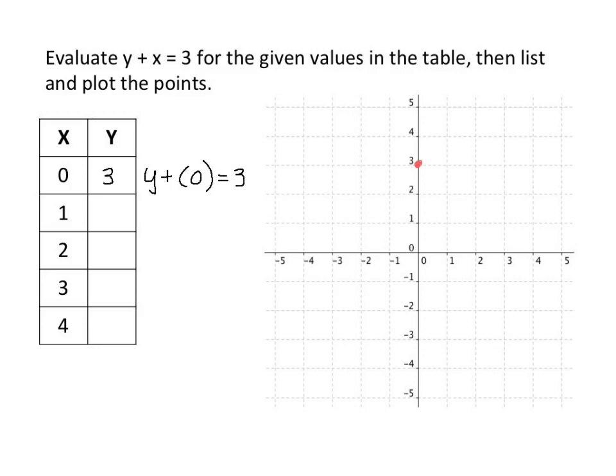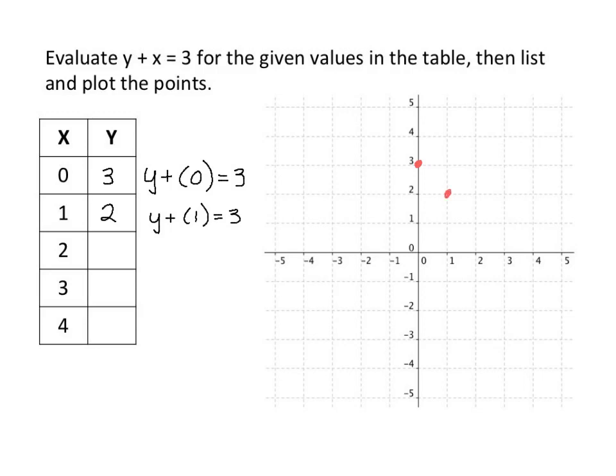Second, I notice that if I plug in the point 1 for x, this is telling me to literally do y plus 1 equals 3. And just thinking logically, well, what would successfully complete this equation? Well, I know 2 plus 1 is 3, so quite simply, y must be 2. So therefore, our second point is 1, 2, or in other words, telling me to go right 1, up 2 for our second point.